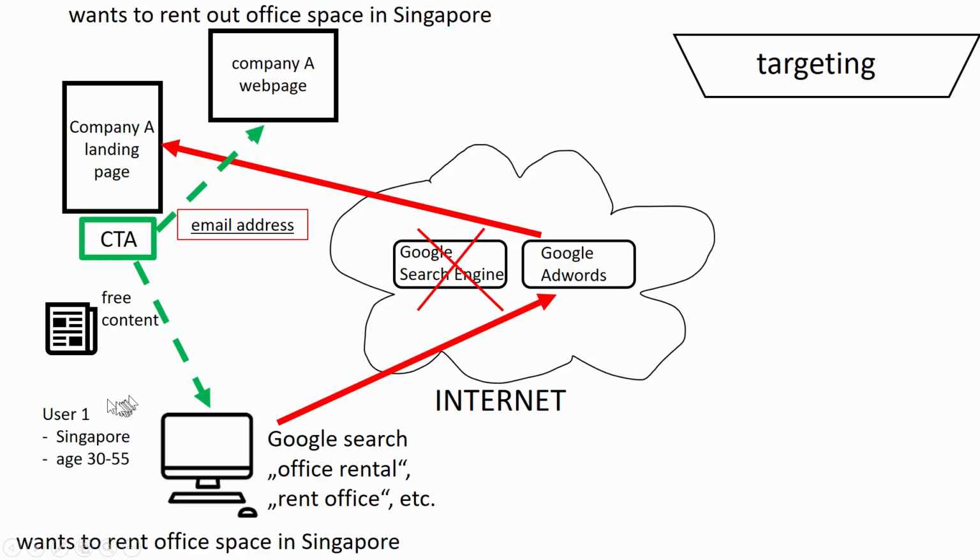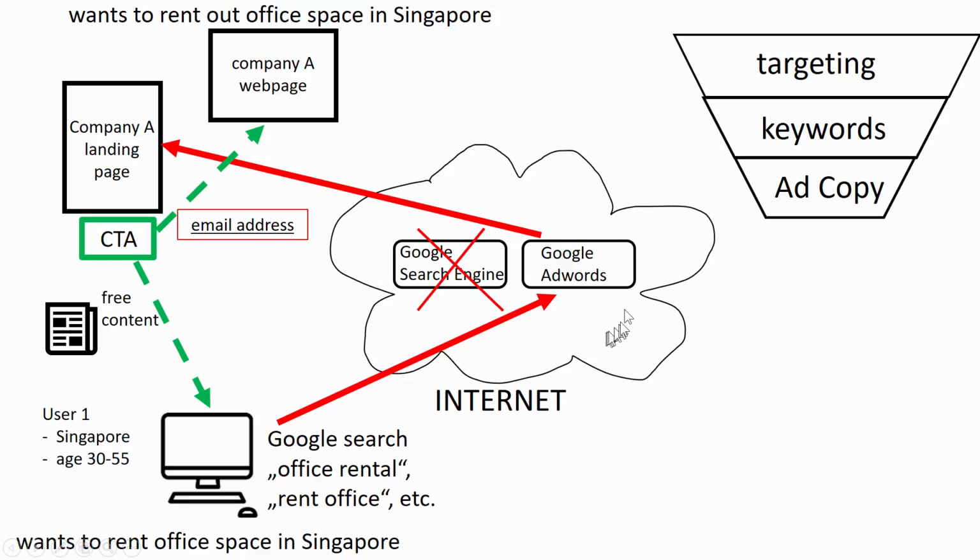The targeting has been done by the company that has booked the Google AdWords. This would reduce the number of searches to specific targets. The next reduction is done by choosing the right keywords. Our company has chosen the keywords office rental, rent office, and some other keywords. Then the Google AdWords search engine would redirect this search to the company landing page, but only if our user has clicked on the right ad.